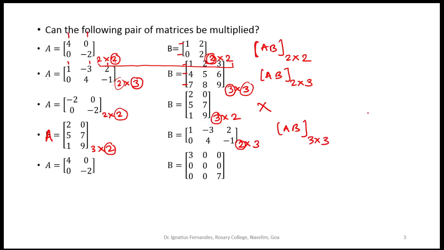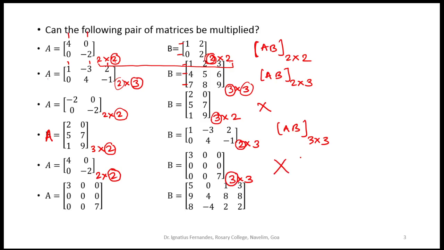The same way, if I look at this matrix, this is of the order 2 by 2, this is of the order 3 by 3. Can these two matrices be multiplied? No, because the number of columns here is not the same as the number of rows. So these two matrices cannot be multiplied.